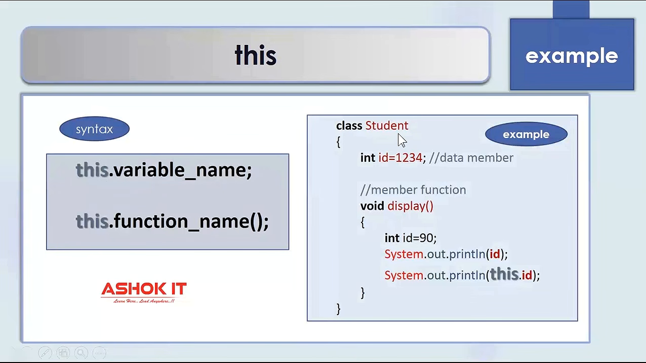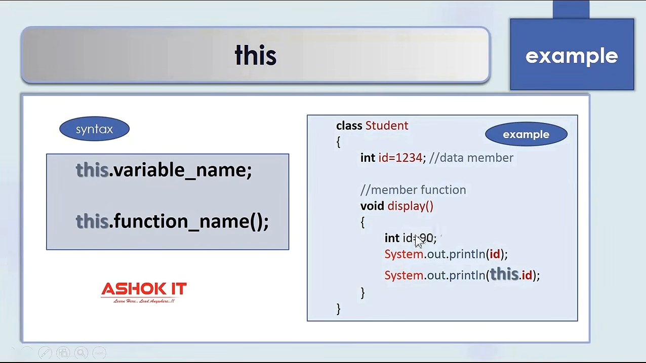So here is a class student which contains a data member ID which has the value 1, 2, 3, 4. And there is a member function or method in the class student that also contains a ID variable with 90 as value. So here within the method, the ID variable is local, whereas the ID variable which is directly within the class is called instance variable.